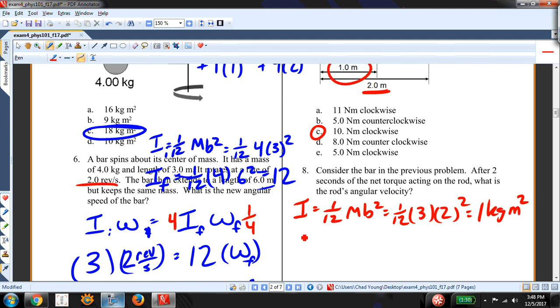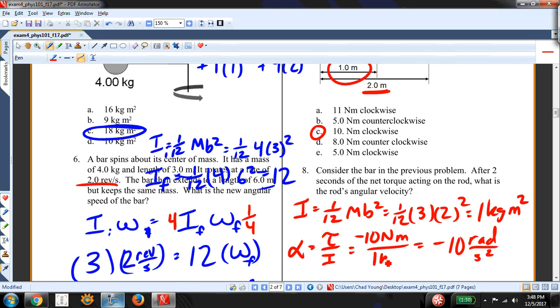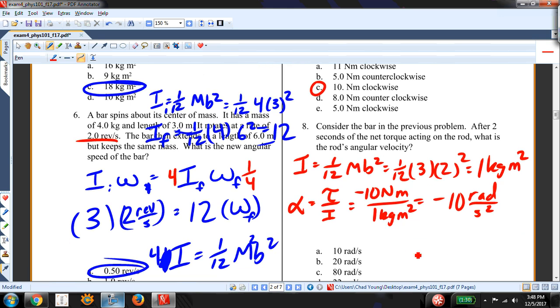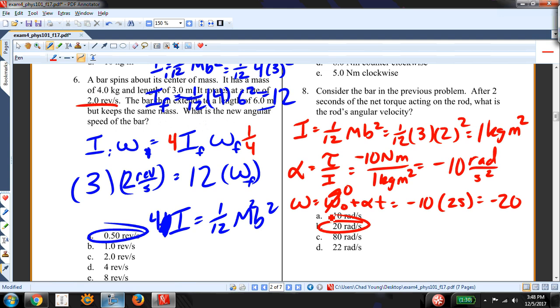And then I know the torque is 10, so I can figure alpha is going to be torque over I. This is just from Newton's second law, so it's 10 Newton meters divided by, actually it would be negative 10 Newton meters because it's clockwise, divided by 1, so it's going to be negative 10 radians per second squared. Oh, this 1 came from kilogram meter squared. And then I want to know what is the angular velocity. So omega is equal to omega naught plus alpha t. We're assuming that it starts at rest, and so it's going to be minus 10 times 2 seconds, minus 20 radians per second. So B is the answer for number 8.